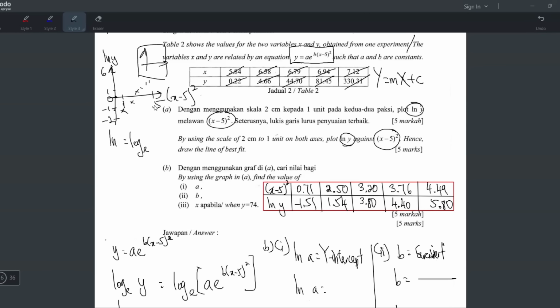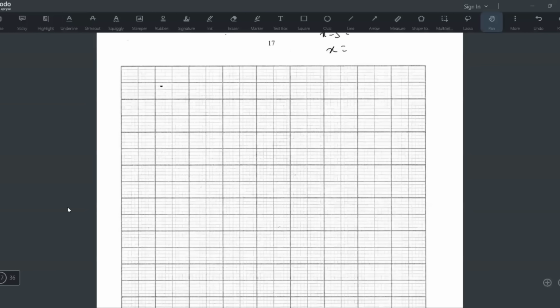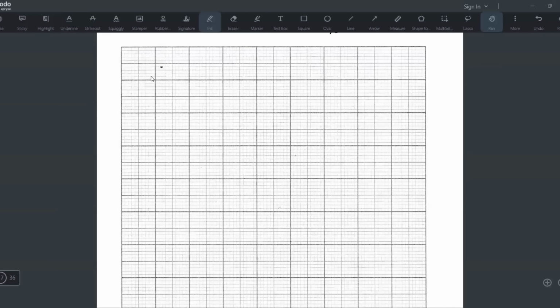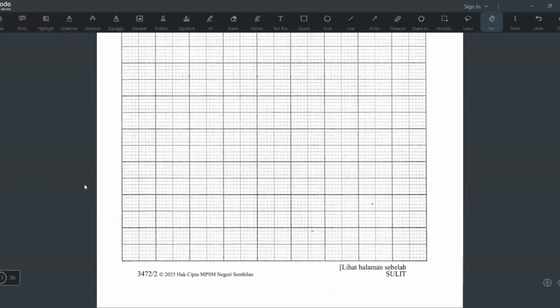So your line will be like this. You have to make sure you leave some space here for the y-intercept. If the y-intercept is at the top, then you leave some space at the top. If your y-intercept is at the bottom, leave some space at the bottom. So what I will do is the 6, I will straight away write at the very top, so that I have enough space later for the y-intercept.